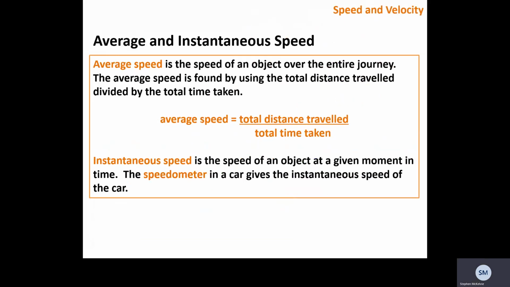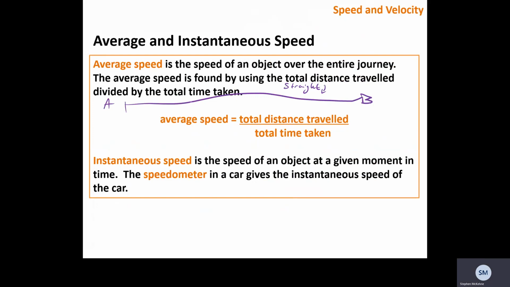Now, at some point, we're going to be looking at distance time graphs and velocity time graphs. So a couple of definitions so we know what we're talking about. Average speed is the speed of an object over the entire journey. We're going from A to B. And just pretend that this is a straight line, because I'm annotating with a mouse, so bear with me. It's a straight line.